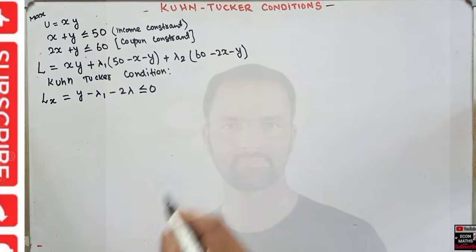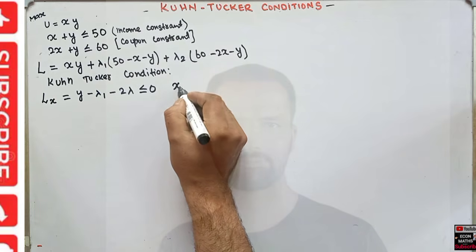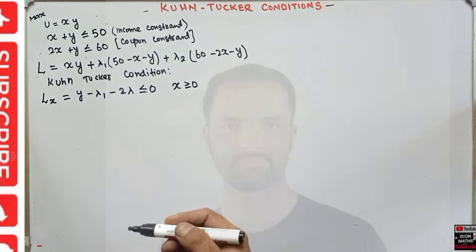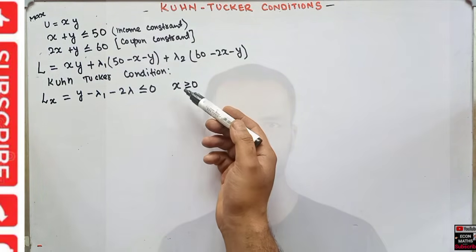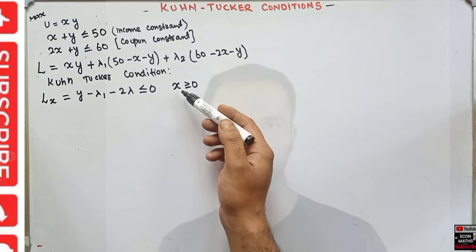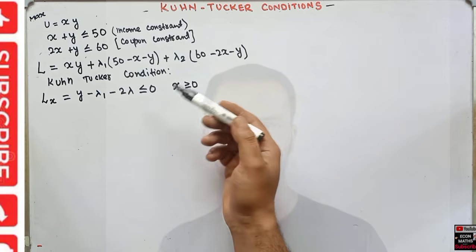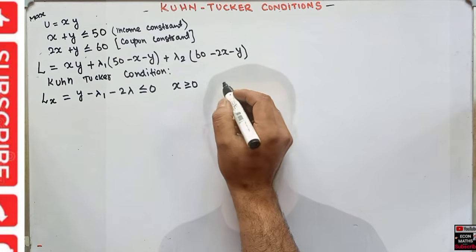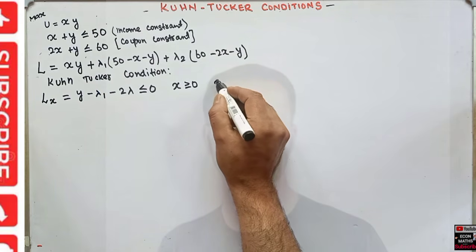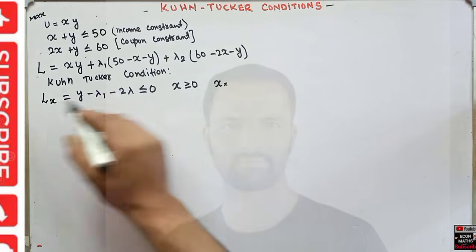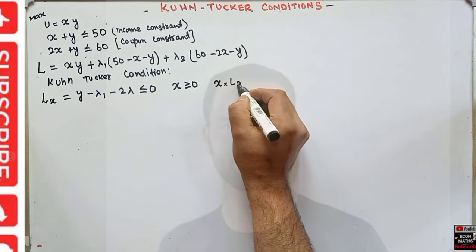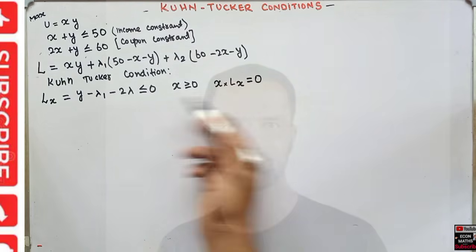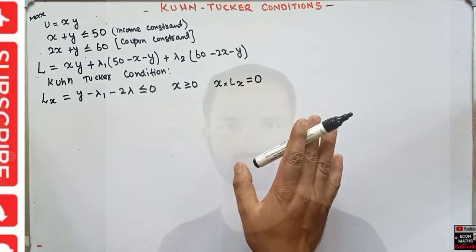Also our x should be greater than or equal to 0. Then this will make sense. Having negative units of a good does not make any sense here. And also another condition is that x times this partial derivative of the Lagrange's function with respect to x should be equal to 0. So I hope I am making sense here.